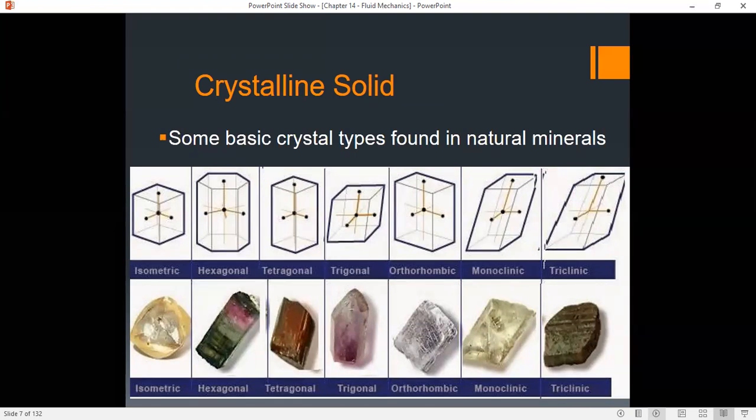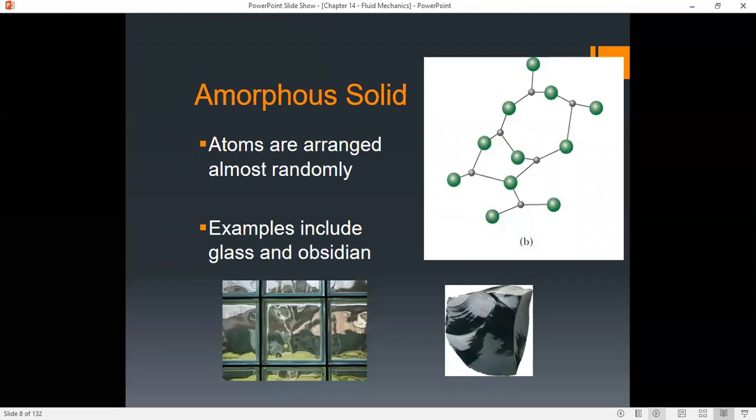There are more complex types of crystals found in nature, and you can see a few of them here. It all depends on what the size of the individual atoms are, what the bonding angles are. All of these will affect the different crystalline shapes.